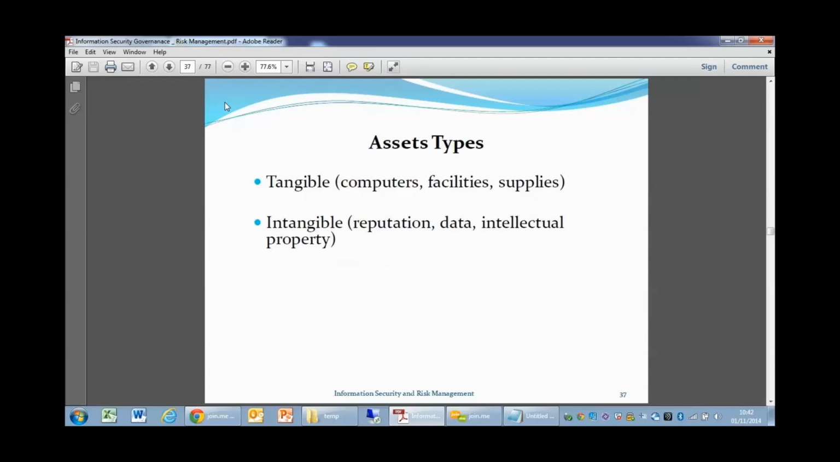Now you have two types of assets. One is called tangible assets, the other is called intangible assets. Whatever you can see and touch is called tangible. This is a thumb rule. So a computer you can see and touch, facilities you can see and touch, supplies you can see and touch. Intangible is whatever you can't see or can't touch. So let's say reputation, data, intellectual property.